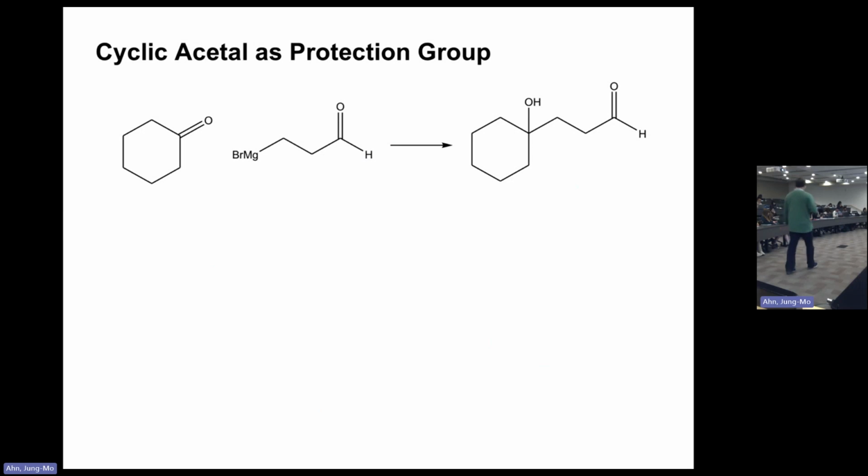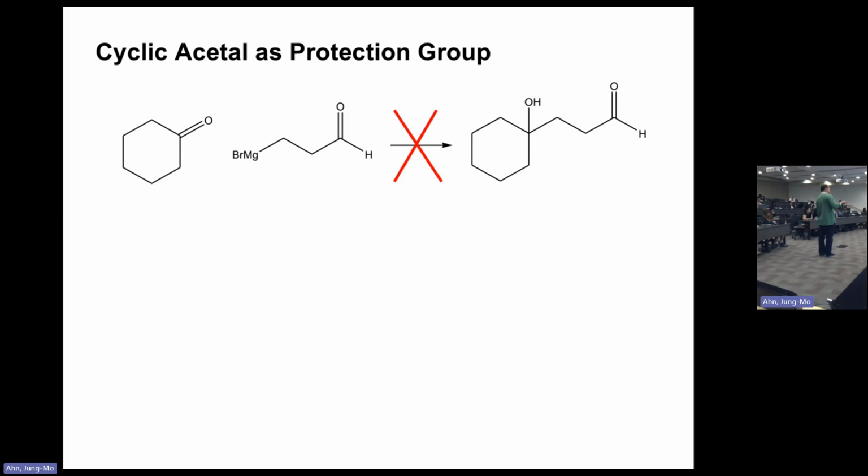So if you don't think much, you may consider that this carbon can attack this carbon, opens it up, then you can get this product. That is something that you can easily predict, but this is not going to happen. Some of you already imagine why this is happening, because your Grignard already has a carbonyl to react with. So that's the reason why this is not happening.